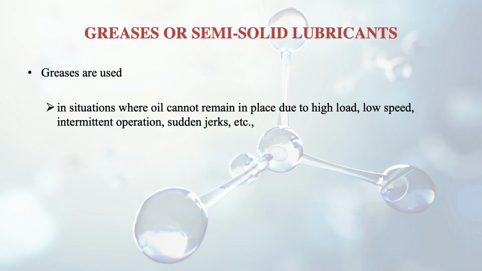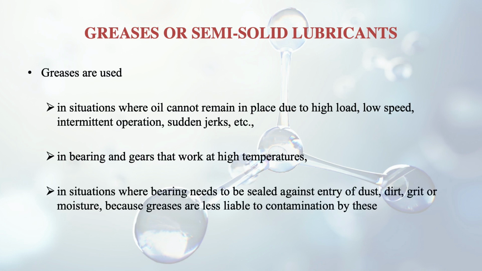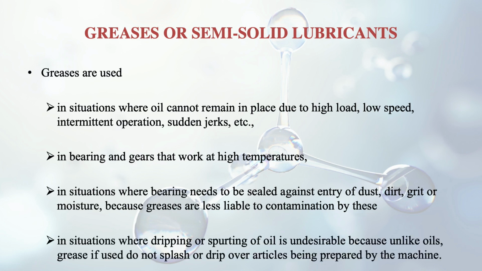Greases are used in situations where oil cannot remain in place due to high load, low speed, intermittent operation or sudden jerk, and in bearings and gears working at high temperature. Also in situations where a bearing needs to be sealed against entry of dust, dirt, grit or moisture, because greases are less liable to contamination by these. Greases are not affected by such things, so we can use them in these places. Finally, in situations where dripping or spurting of oil is undesirable, because oil may cause contamination, we have to use grease, because unlike oils, grease does not splash or drip over articles being prepared by the machine.